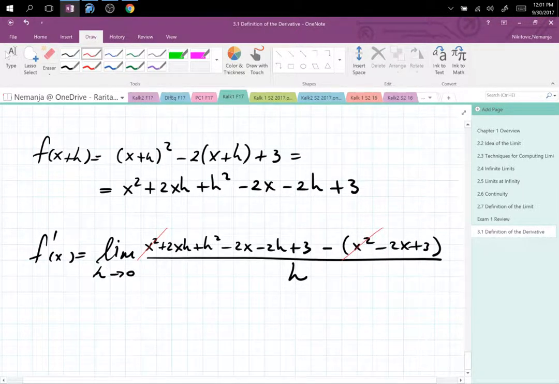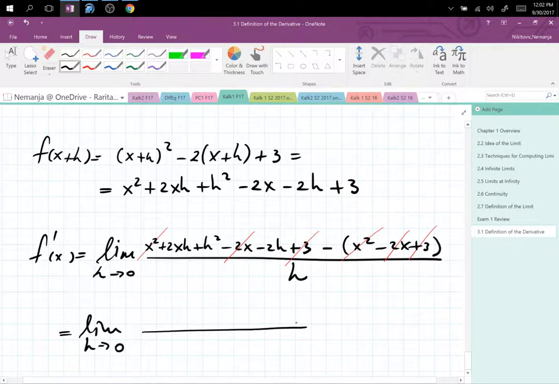x squared minus x squared is gone. Minus 2x plus 2x is gone because minus and minus give you plus. And then plus 3 minus 3 is gone. Here's your checkpoint. I hope you're seeing the checkpoint, because every term that survived cancellation has an h, and you can factor h. So 2xh survived, plus h squared survived, and minus 2h survived.